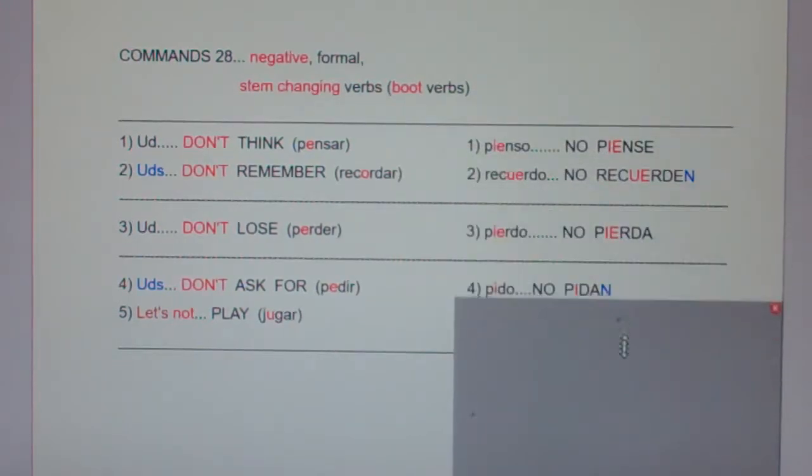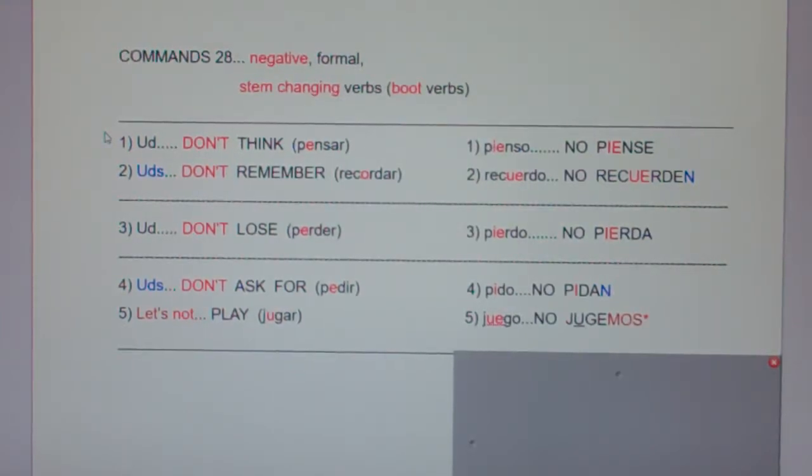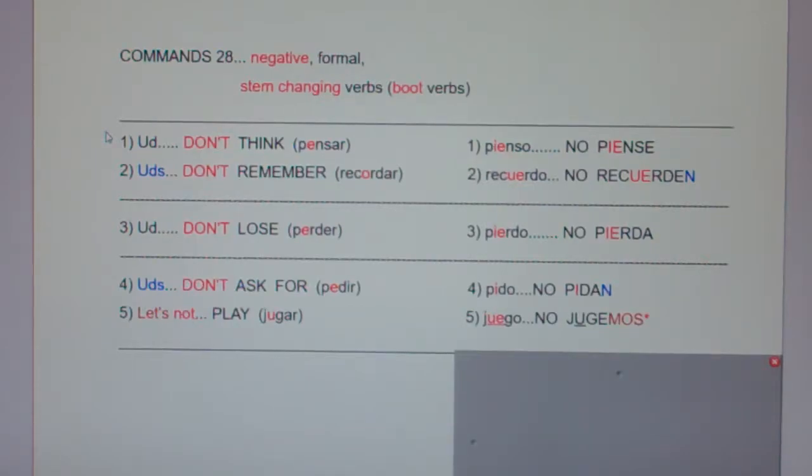Let me uncover the Spanish for you. What I'm going to do is say each of these commands in English then Spanish and then clap. And after I clap, I'd like you to repeat both the English and the Spanish with me. Number one, you sir, don't think, no piense. You sir, don't think, no piense.